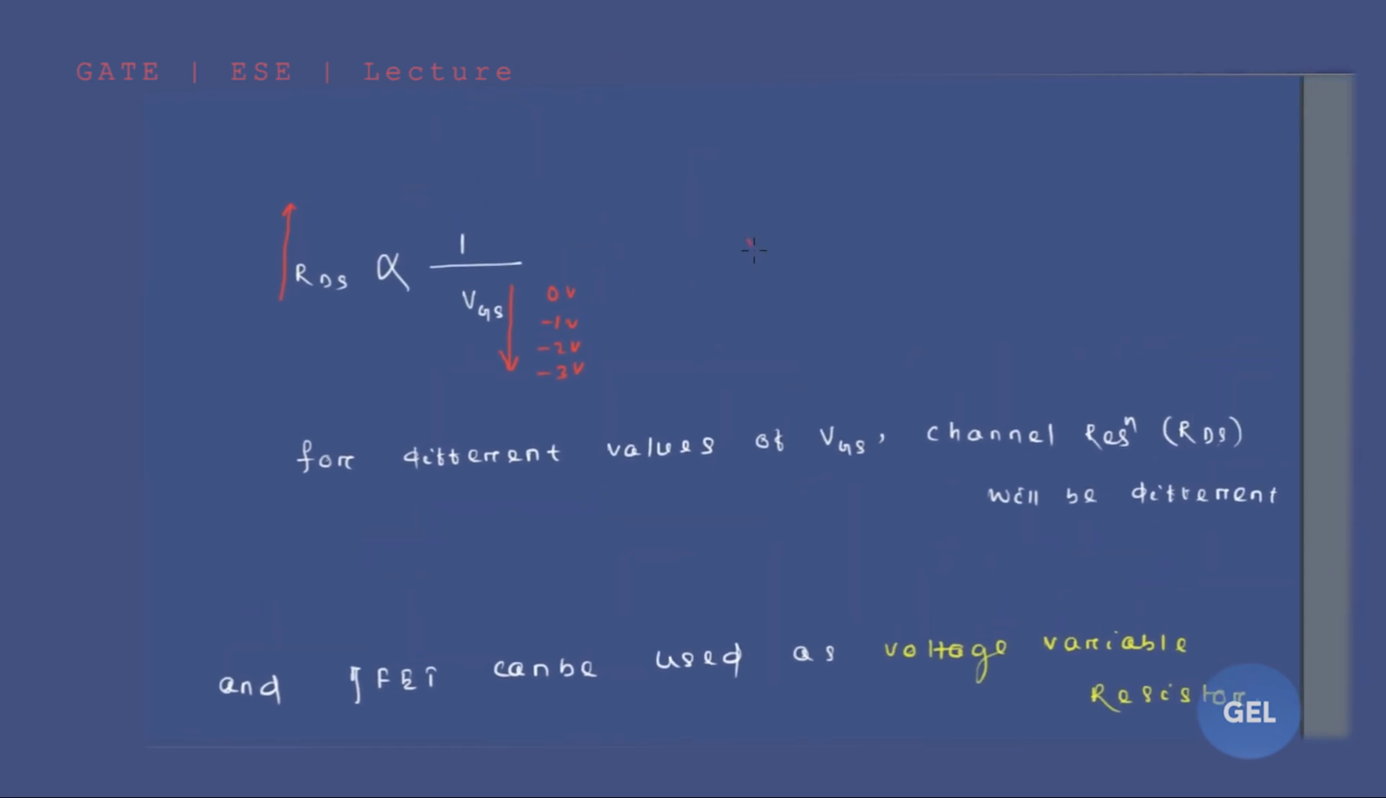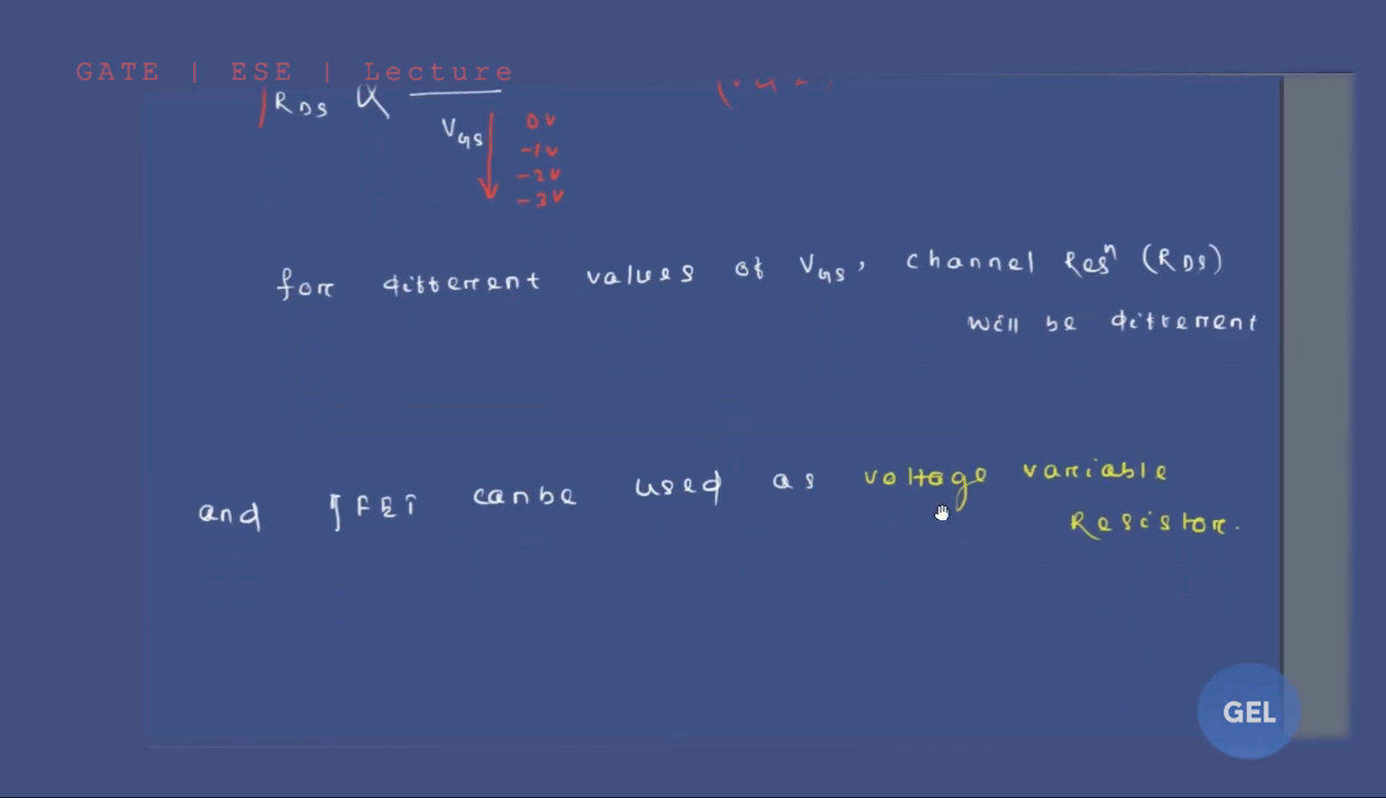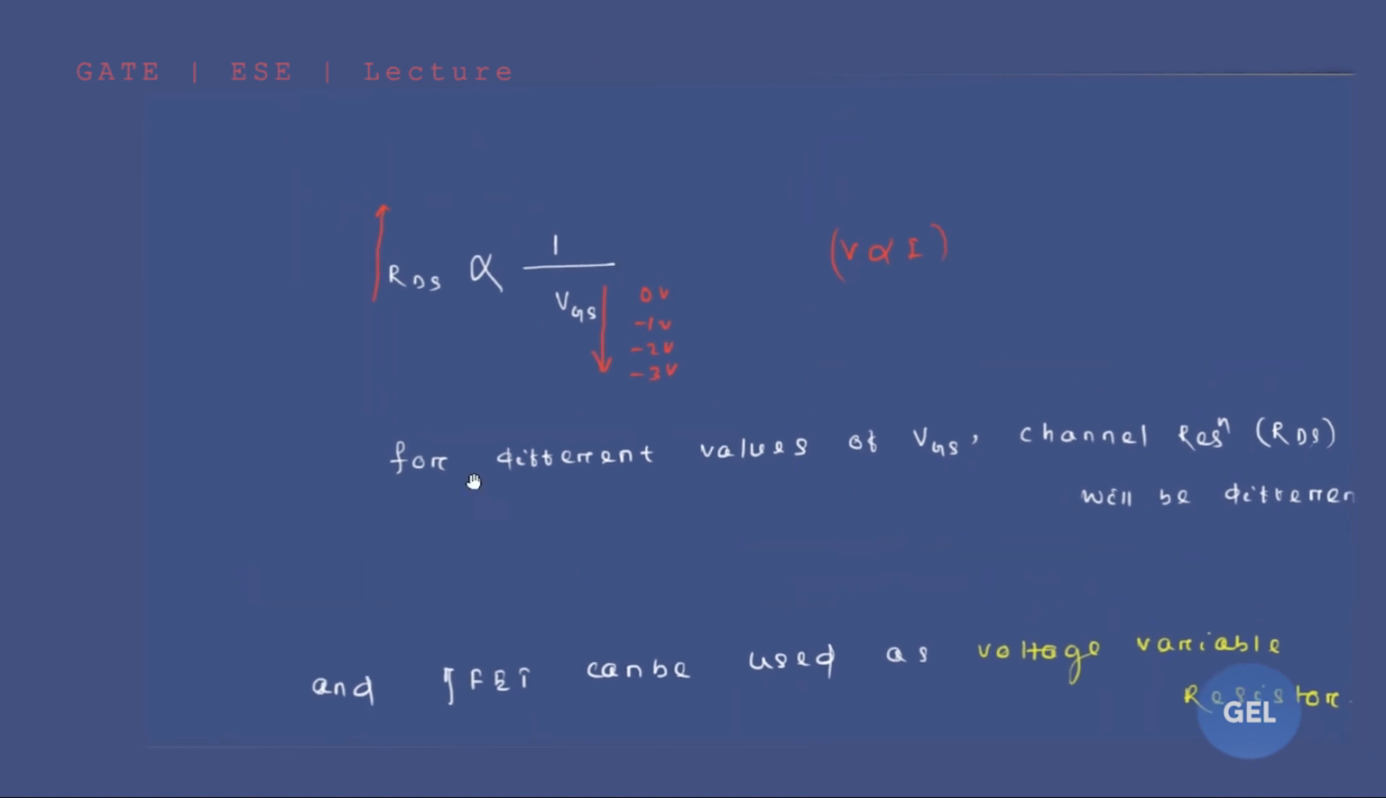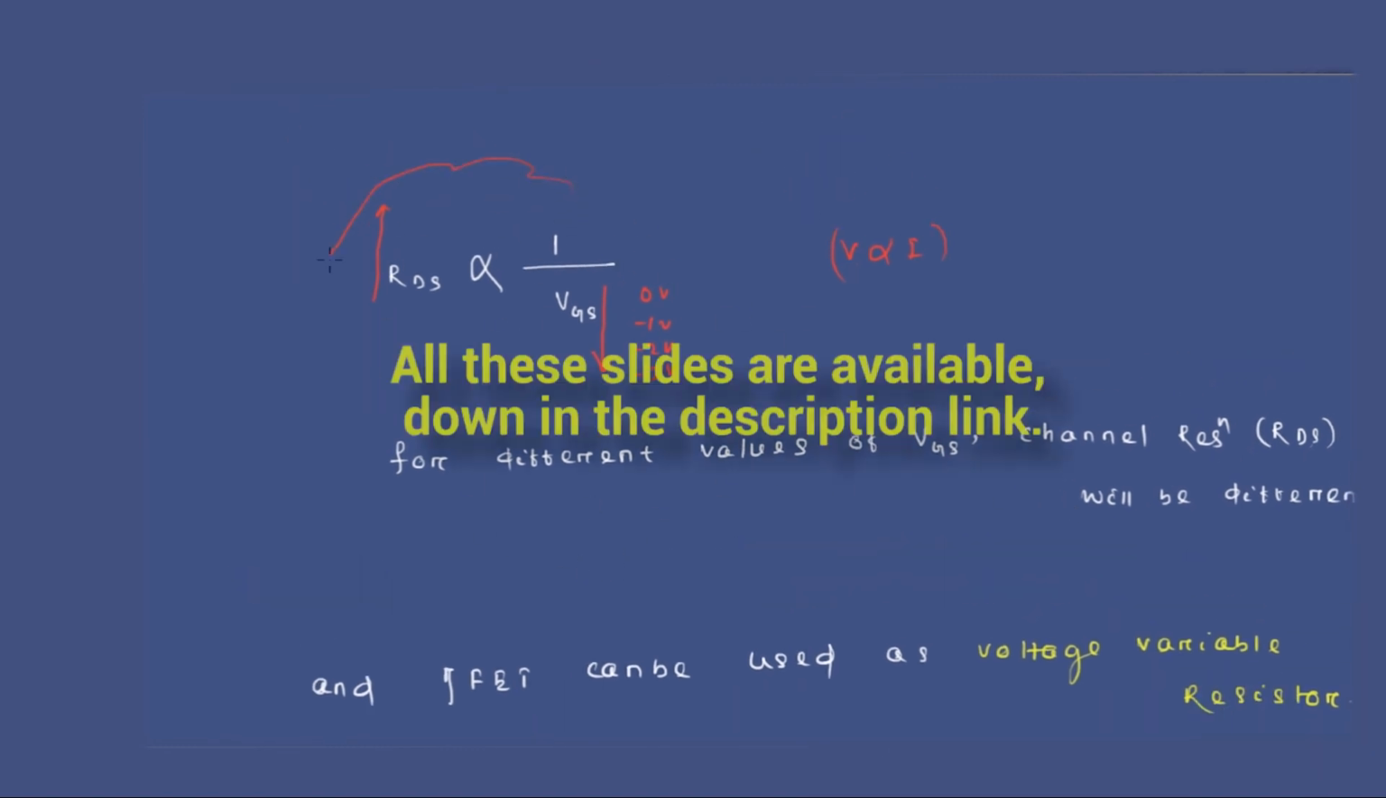So that is why it is in the ohmic region, that is why we say it is in the ohmic region, and JFET can be used as a voltage variable resistor. For different values of VGS, channel resistance will be different, and that is why JFET can be used as a voltage variable resistance.